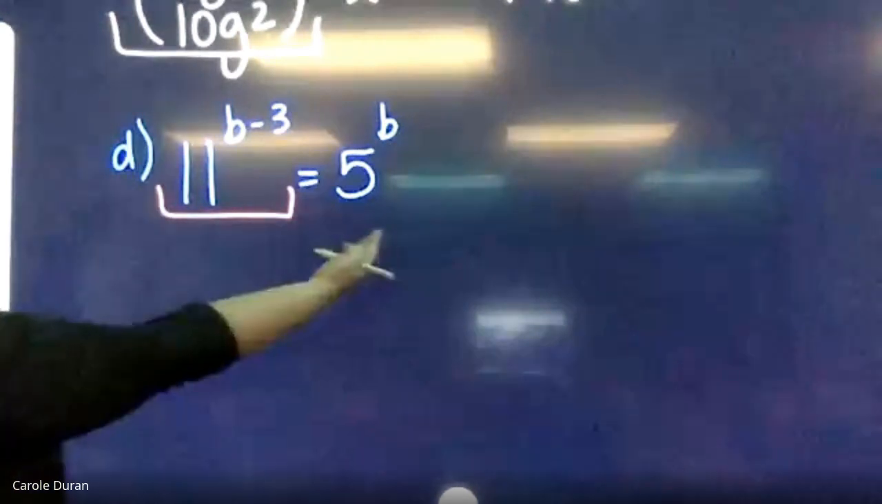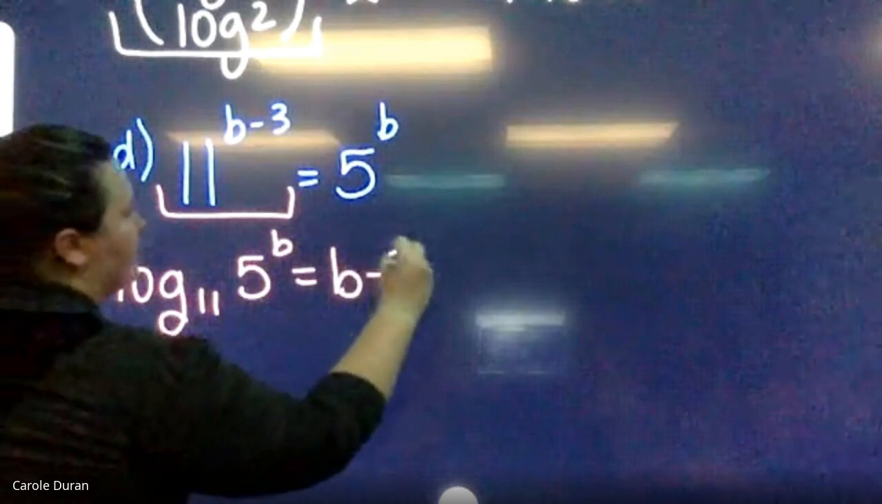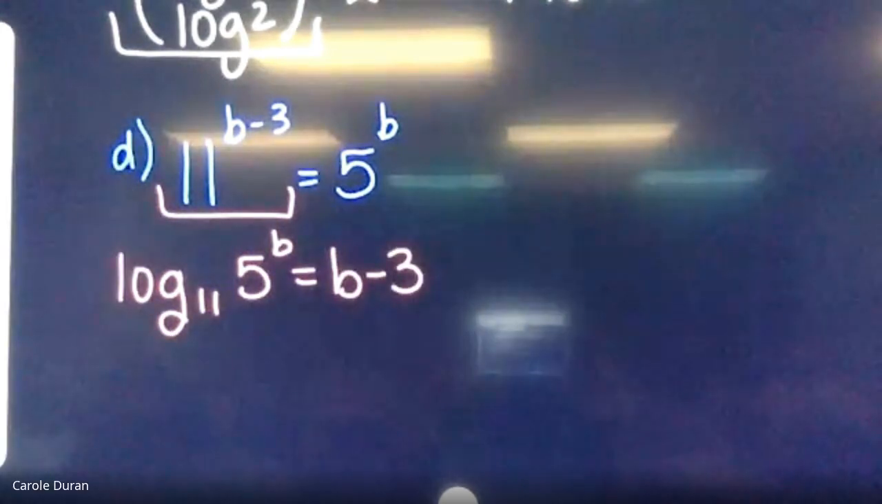Who has an idea of what we should do first? Change it into a logarithmic equation, yes. I'm going to do it using this side as my base. So 11 here is going to be the base of my logarithm. Technically, you could do it using 5 as your base as well, because both sides have an exponent of b. But I'm going to do it using the 11 on the left as my base. So this changes into log base 11 of 5^b equals b minus 3.